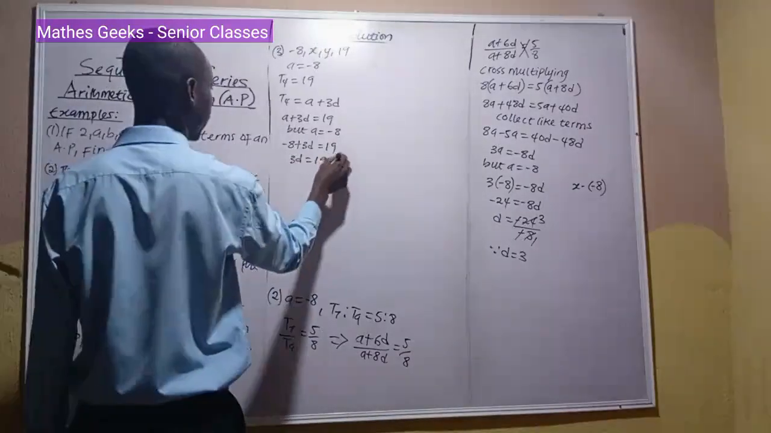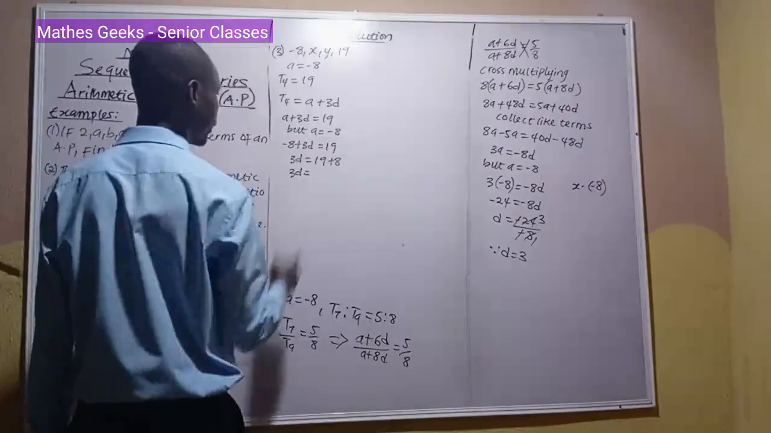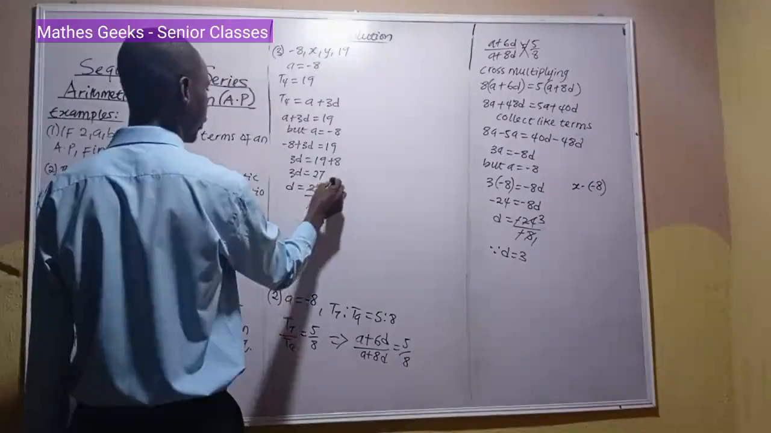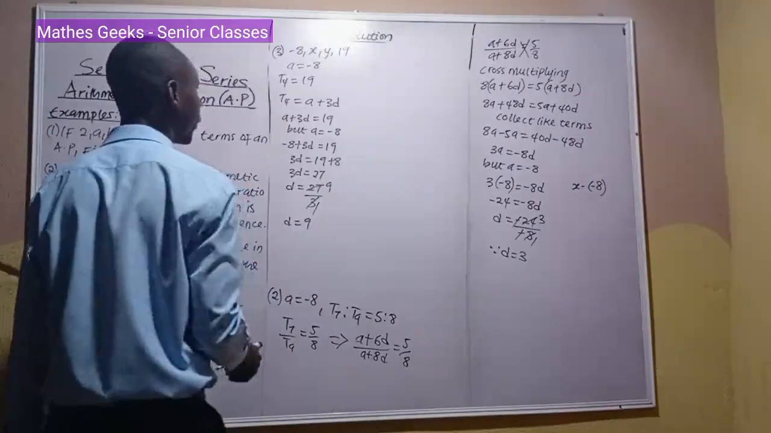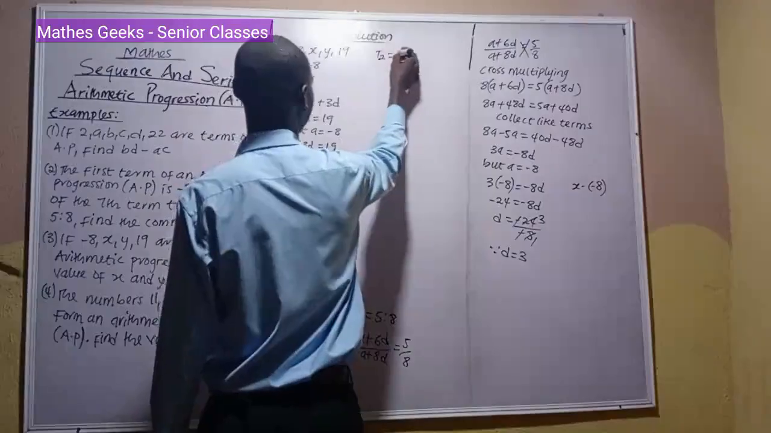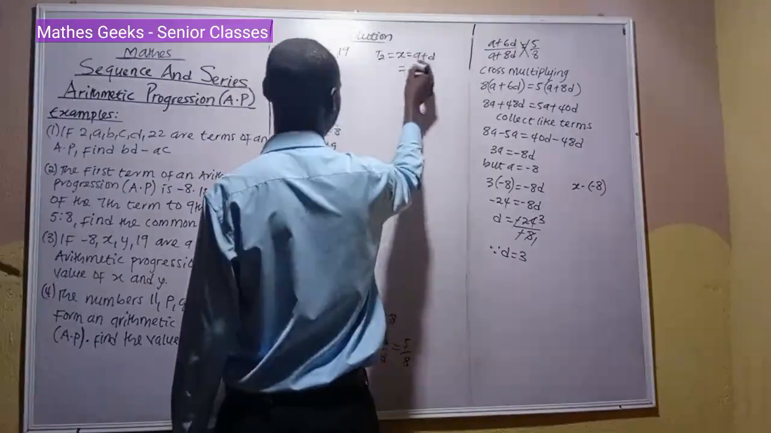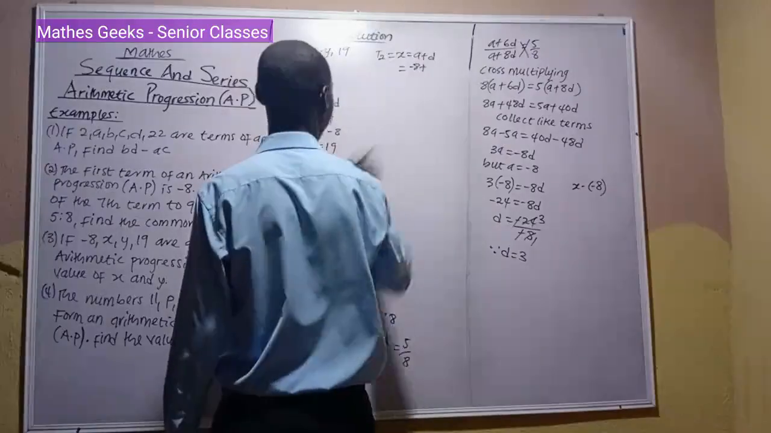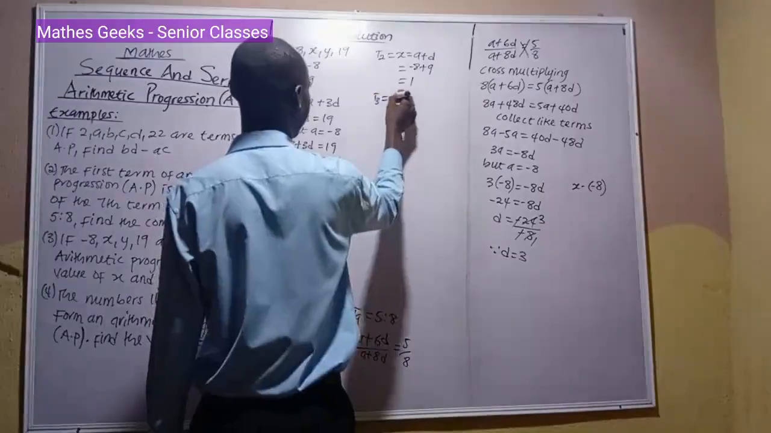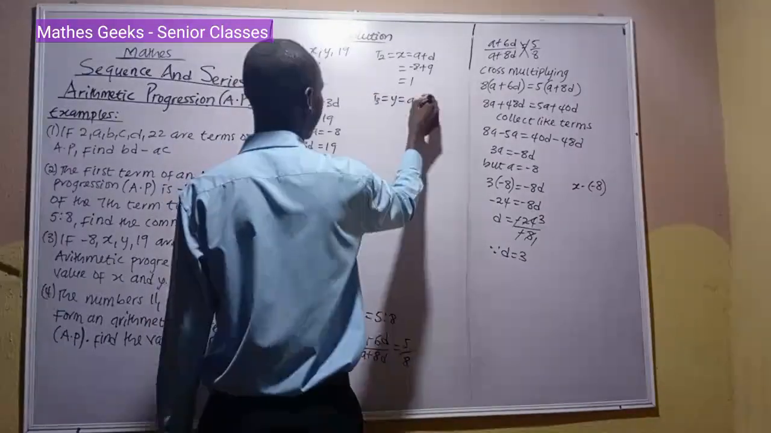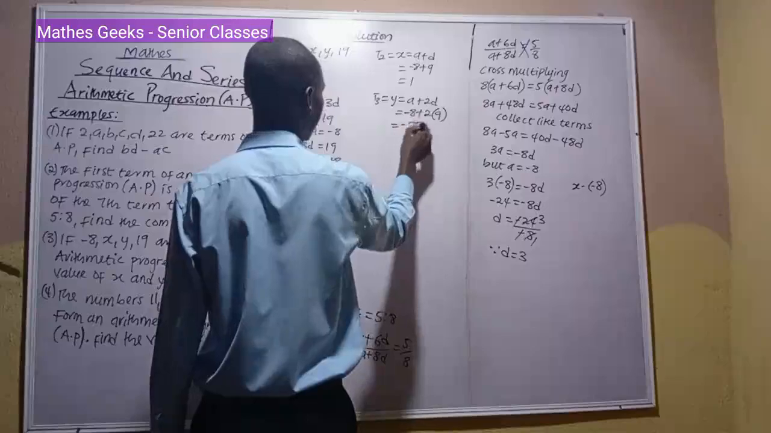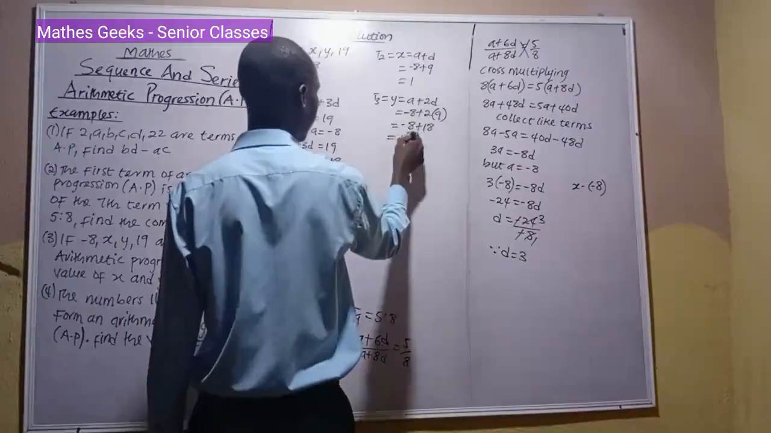3d is equal to 19 plus 8, and 3d is equal to 27. And d is equal to 27 divided by 3, so d is equal to 9. So now we can get x. t2, which is the second term, is equal to x, and that's a plus d. a is -8 plus 9, and that's equal to 1. t3 is equal to y, that's equal to a plus 2d. a is -8 plus 2 times 9, -8 plus 18, and that's equal to 10.